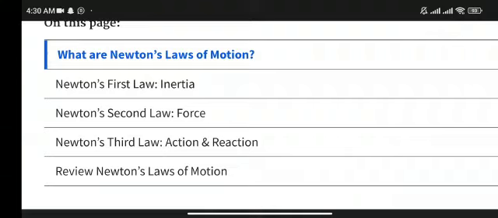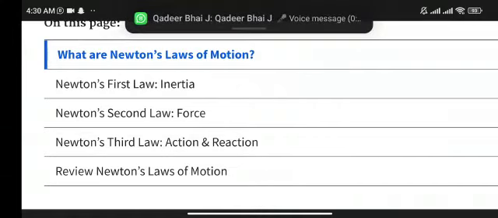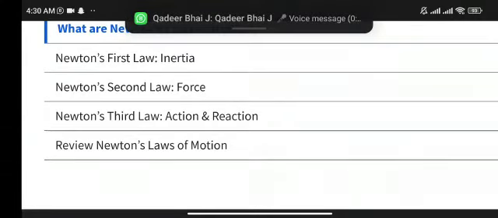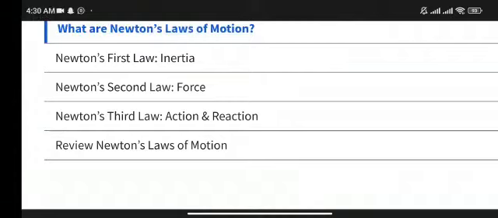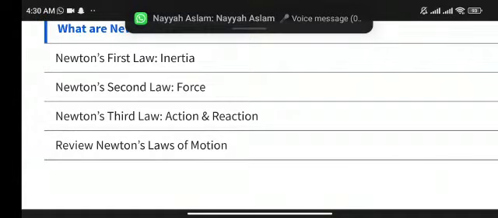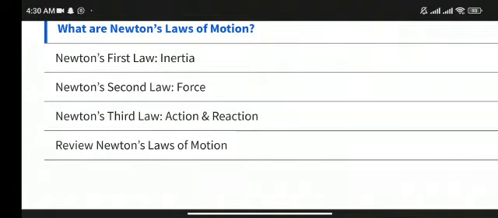Newton's first law, inertia. Newton's second law, force. Newton's third law, action and reaction. And Newton's laws of motion.